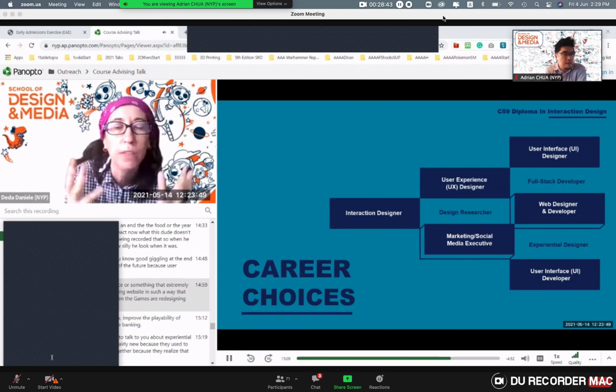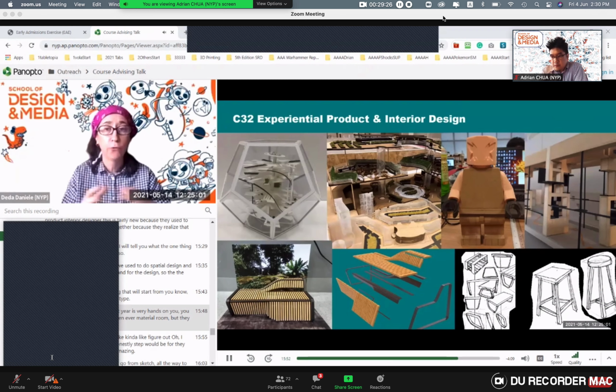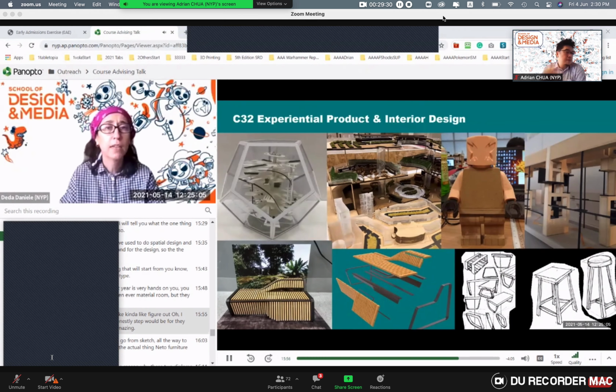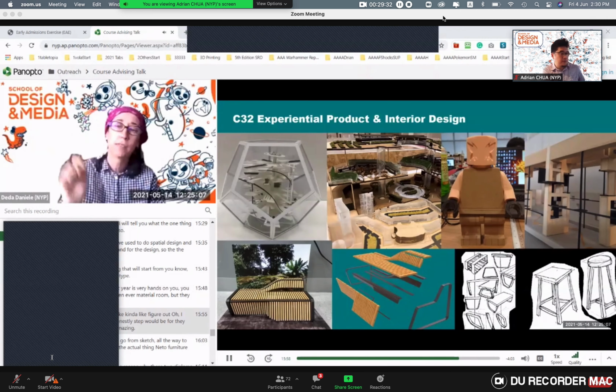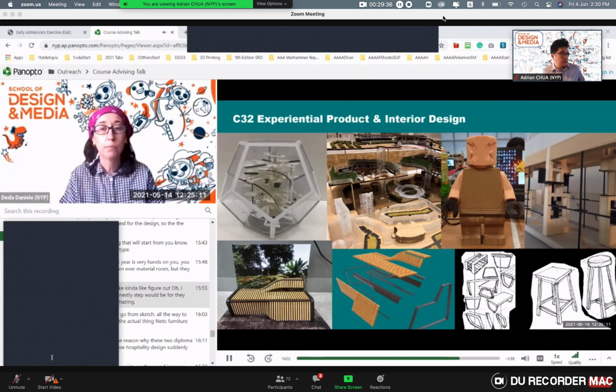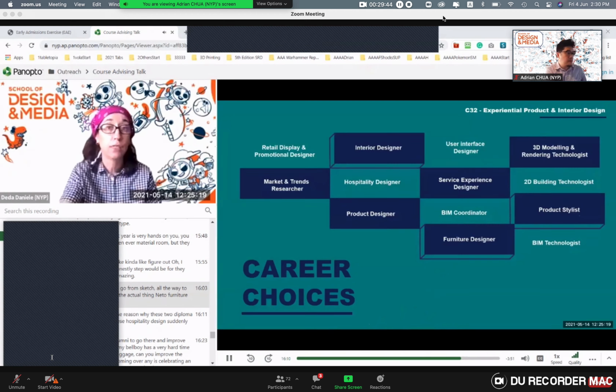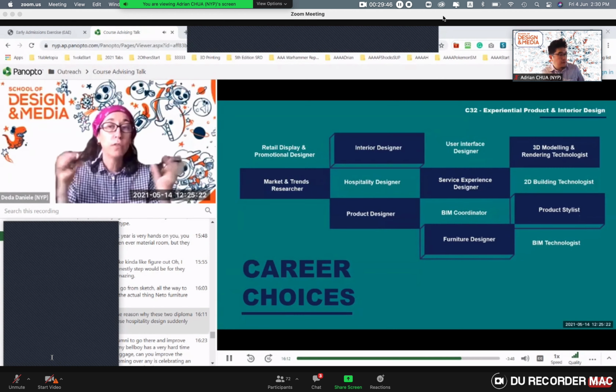And the first year is very hands-on. They use different materials. They even have a material room where they can go and figure out, I want this type of plastic. No, I want to use this type of wood before they build something, which is fairly amazing. And so they go from sketch all the way to prototype, all the way to building the actual thing. And they do furniture design, for instance. So one of the reasons why these two diplomas merged together is because of this hospitality design.